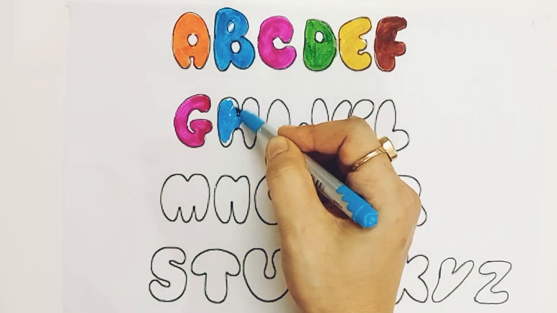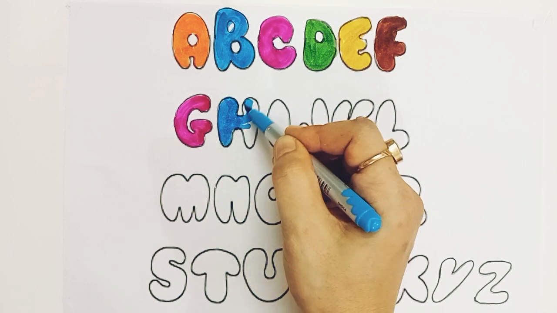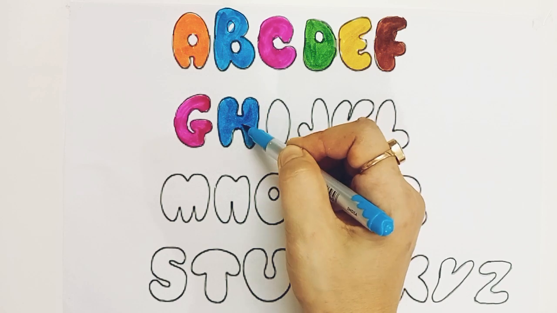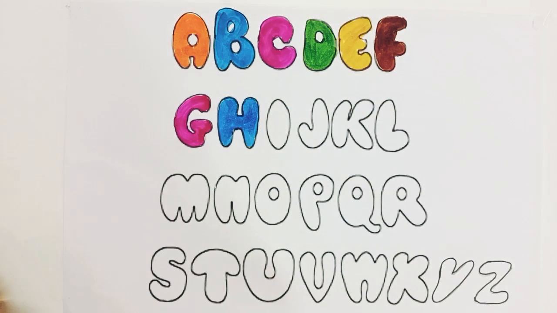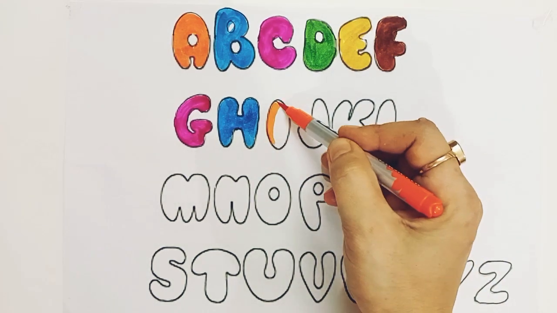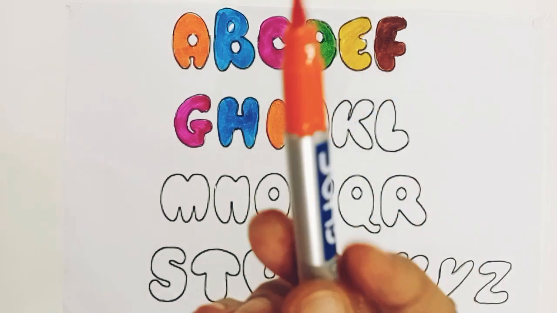H. H for horse. Sky blue color. Orange color. I for ice cream. Orange color.